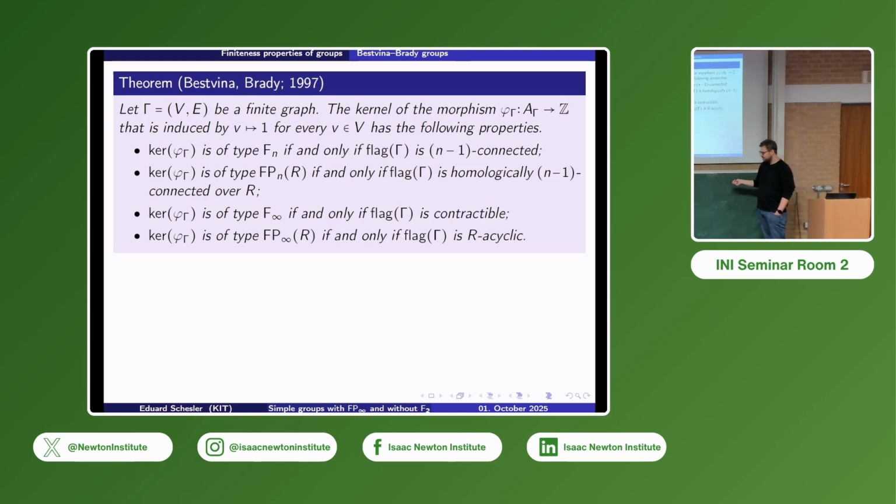But for this talk, nothing will be finite dimensional and nothing will have finite homological dimension. We only consider F infinity.